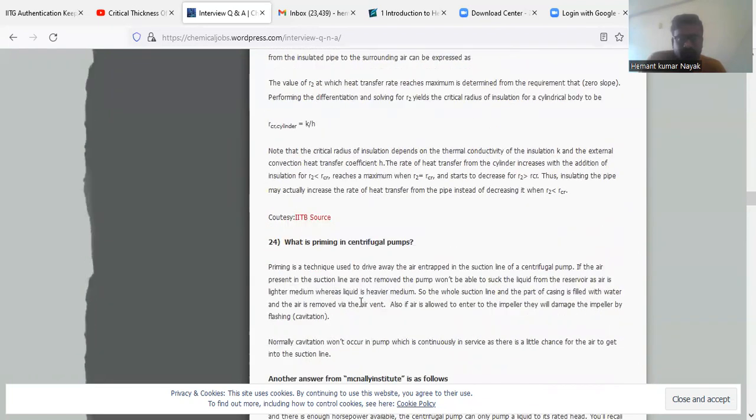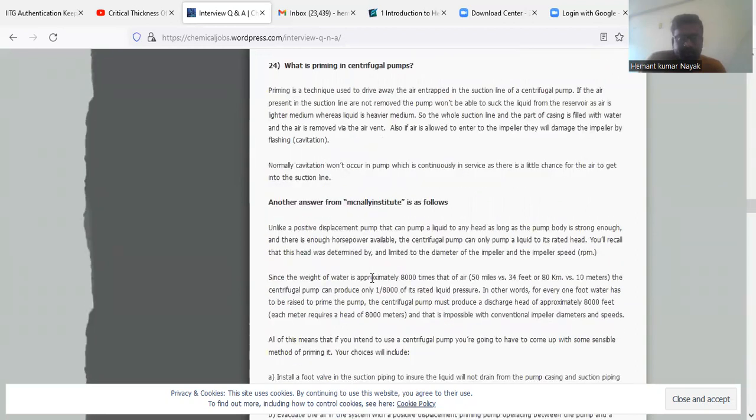What is priming in a centrifugal pump? Priming is a technique used to drive away the air entrapped in the suction line of a centrifugal pump. If the air present in the suction line is not removed, the pump won't be able to suck the liquid from the reservoir, as air is a lighter medium whereas liquid is a heavier medium. So the whole suction line and part of the casing is filled with water and the air is moved out via the air vent. Also, if air is allowed to enter the impeller, it will damage the impeller by flashing.